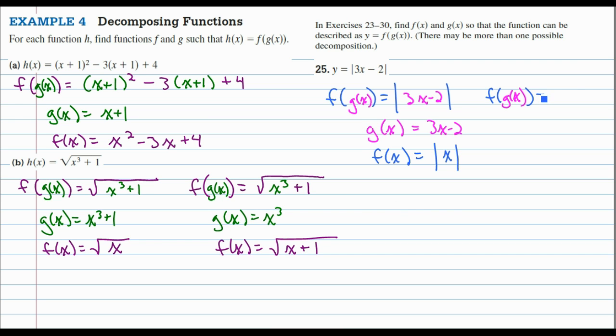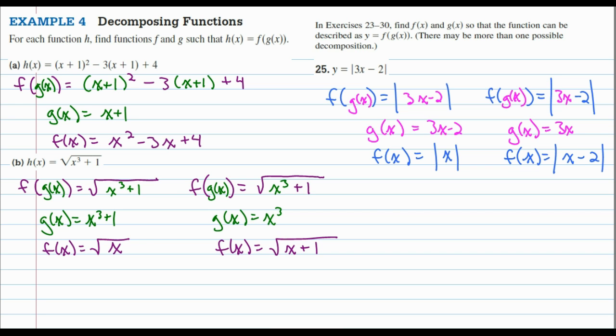Option 2, you did not have to identify both of these options, but option 2 would be, what if the absolute value and the minus 2 were the outside function and g of x was just 3x? So g of x, the function I plugged in, was just 3x. The output function would be f of x, which is the absolute value of the input minus 2.